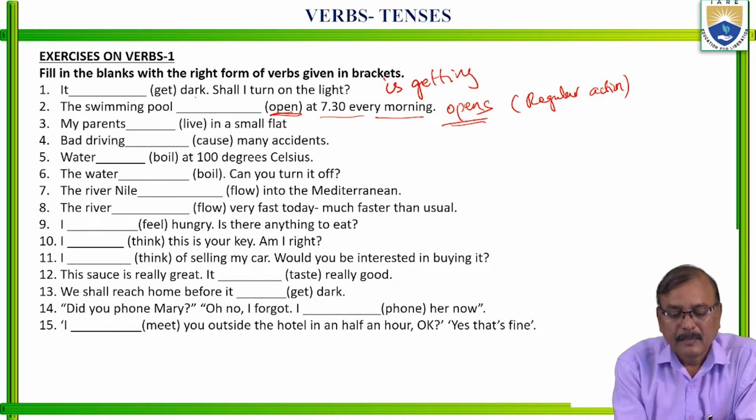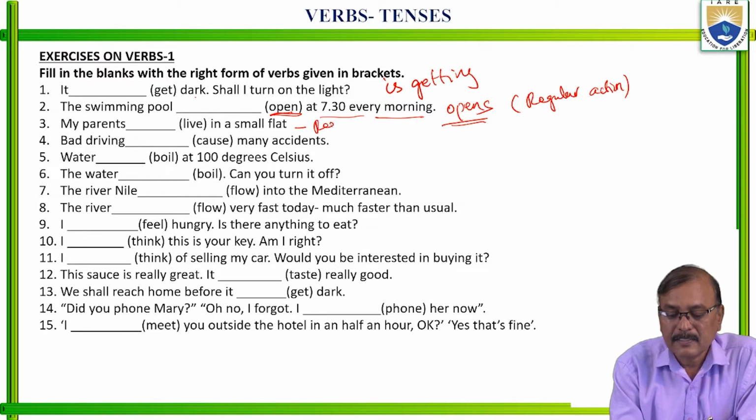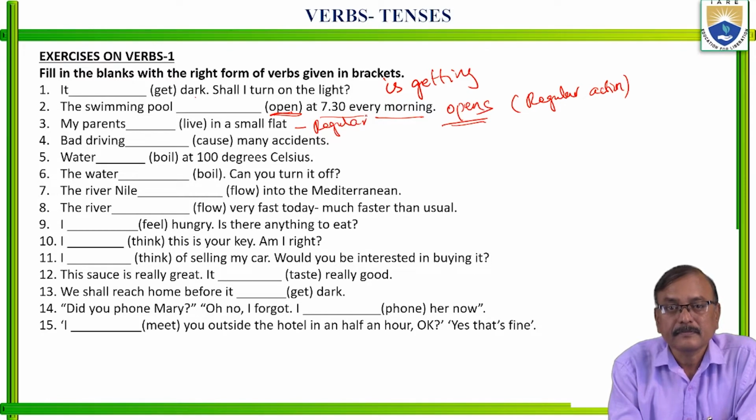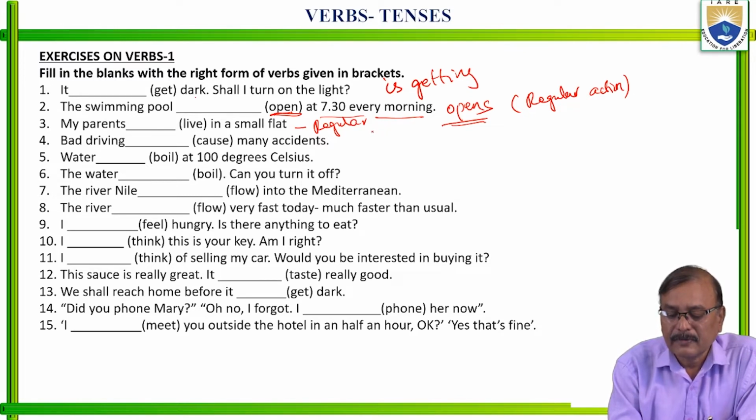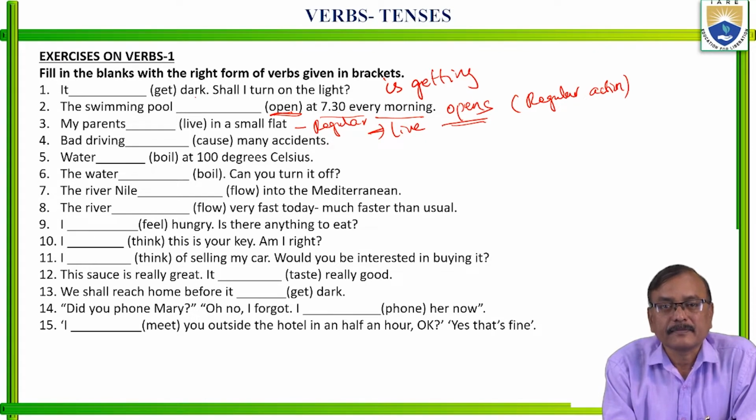Next. My parents dash live in a small flat. This is also a regular action. So what is the verb here? Live only. The answer is live. Parents, third person plural. So, do form. My parents live in a small flat.